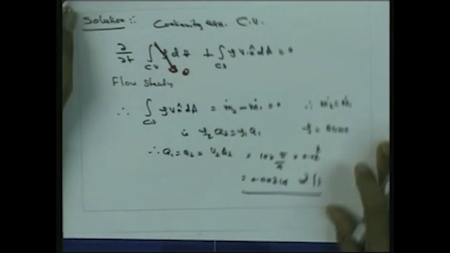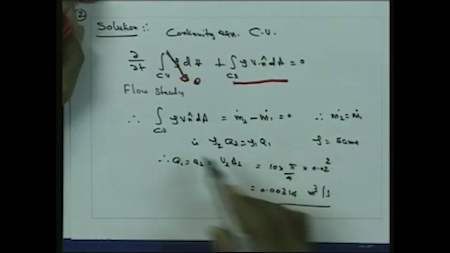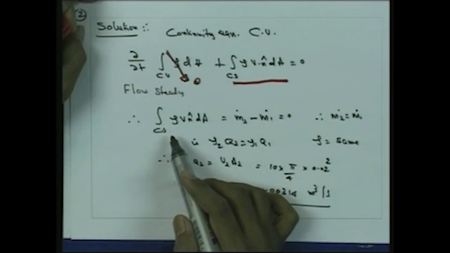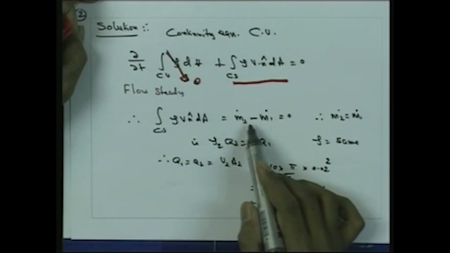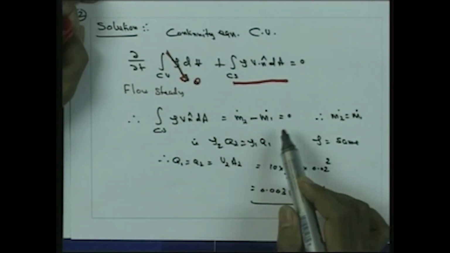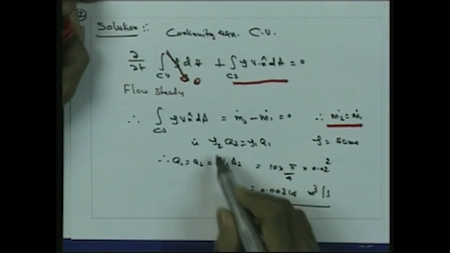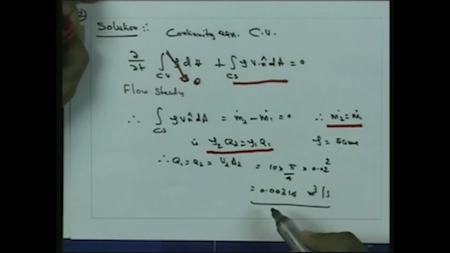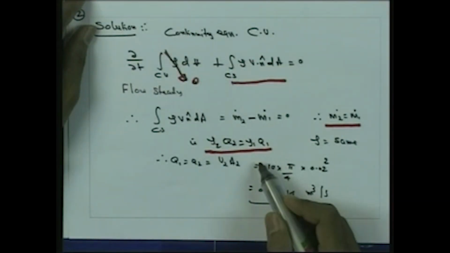Now if you consider the second part of the continuity equation, that is the integral over the control surface of rho Vn dA, that can be written as m2 minus m1. That means what is entering is equal to what is leaving. So finally we can write rho 2 Q2 is equal to rho 1 Q1. That means through the system what enters should leave through the exit from the system.